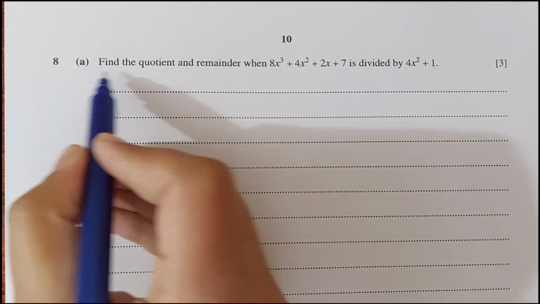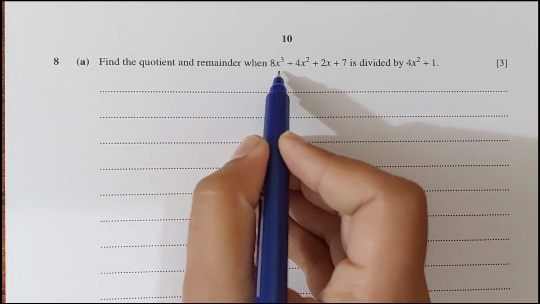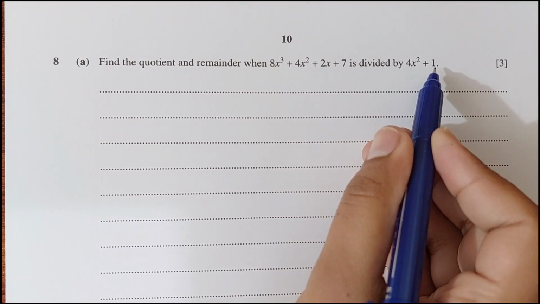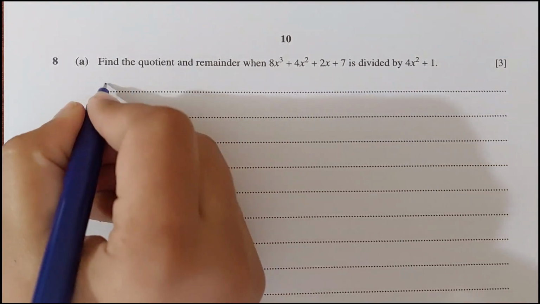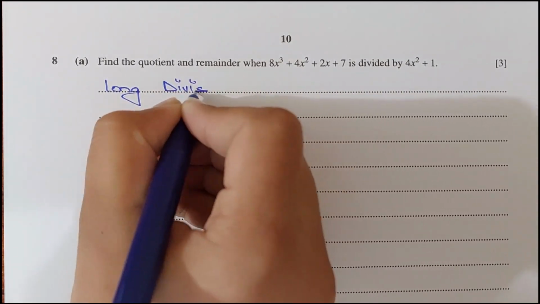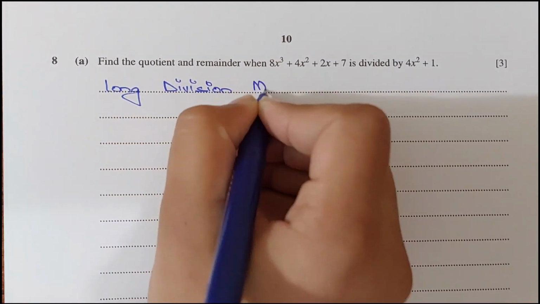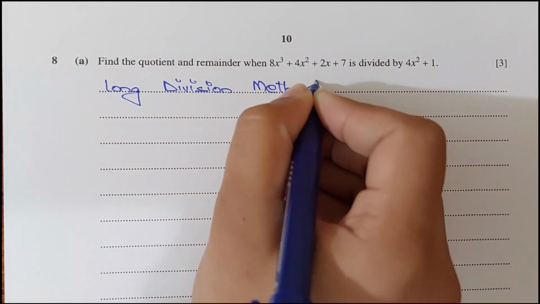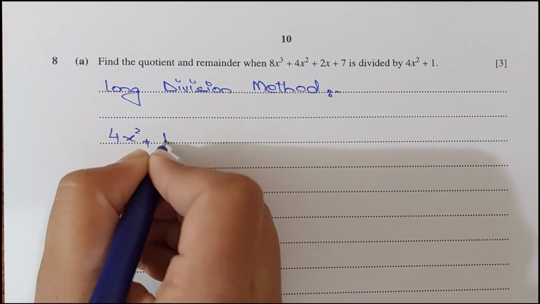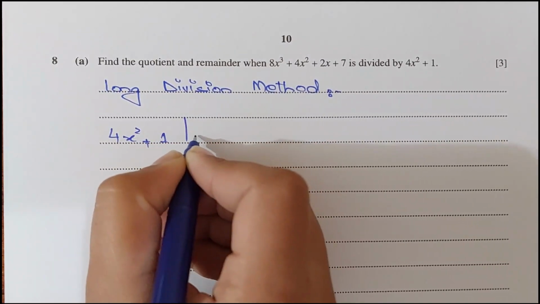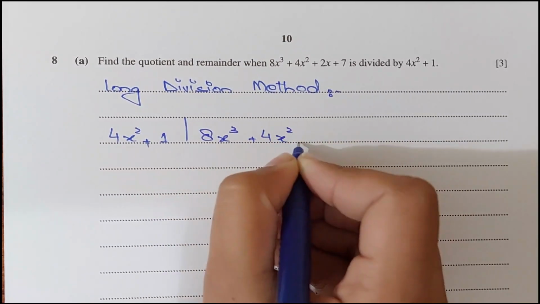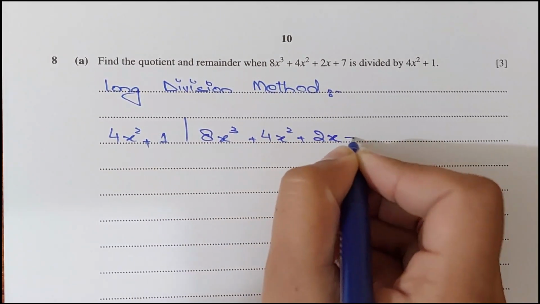Question number 8, part A. Find the quotient and remainder when a cubic polynomial is divided by 4x square plus 1, right? So let me do the long division method. We have 4x square plus 1 and 8x cube plus 4x square plus 22x plus 7, right?